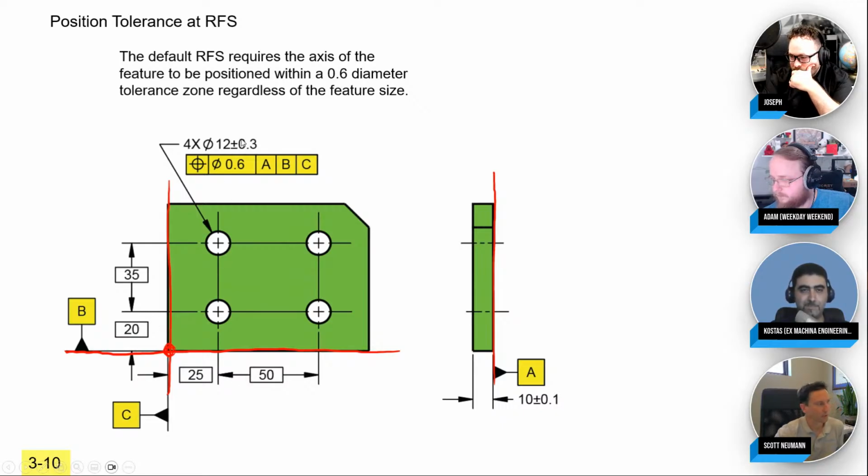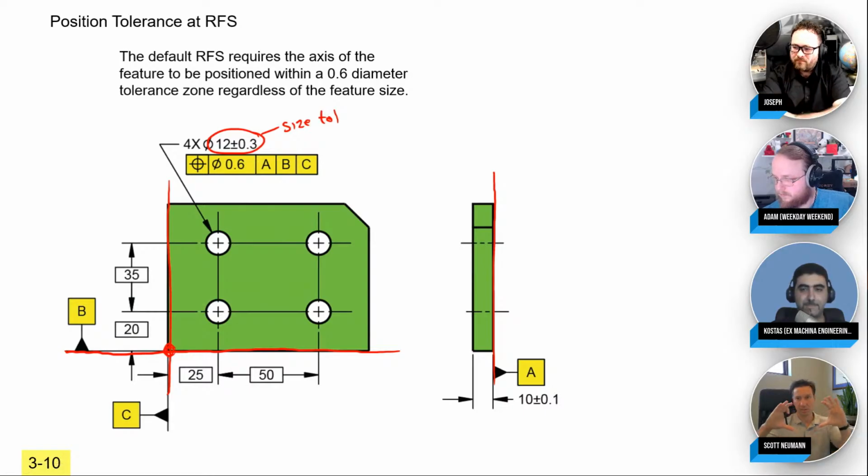Then the holes are given two tolerances. This is given the size tolerance. So you can't make it any smaller than 11.7. You can't make the size any bigger than 12.3. That's the specified size, not too small, not too big.